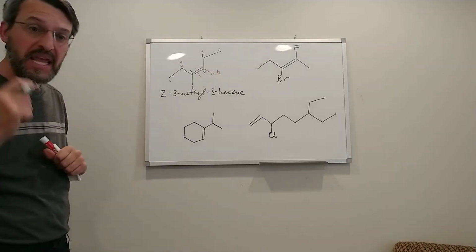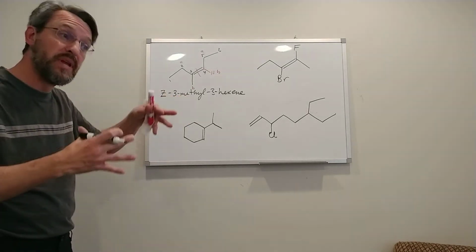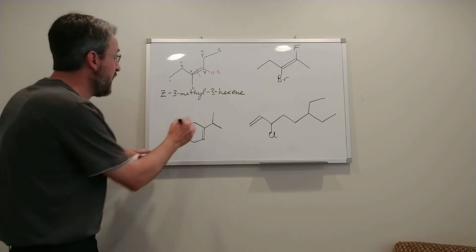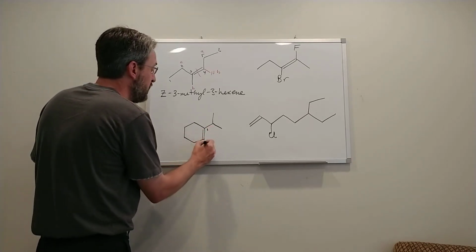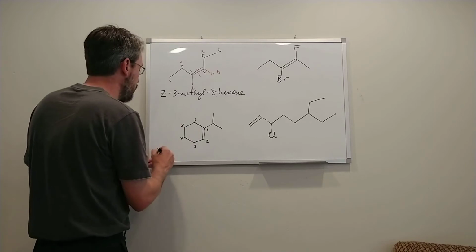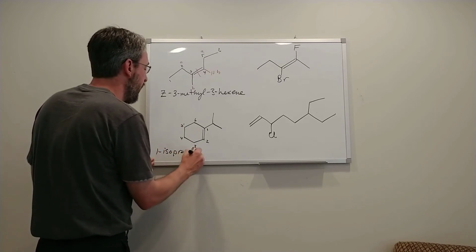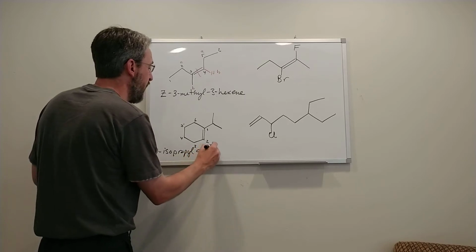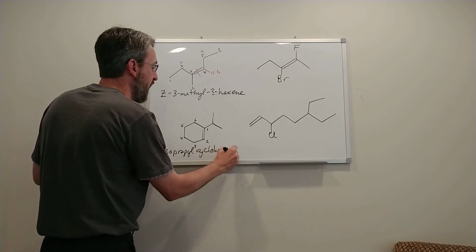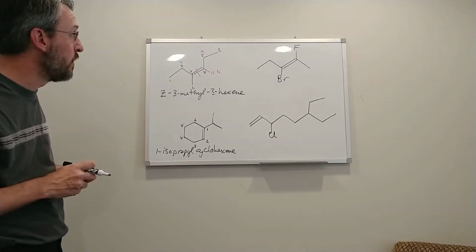Down here we have a ring. In this case, remember, rings we don't use E and Z because at least for smaller rings, they're by definition Z. So this is simply going to be 1, 2, 3, 4, 5, 6. So this is 1 isopropyl cyclohexene. And remember, isopropyl, that's one of those groups you need to know from several chapters ago.